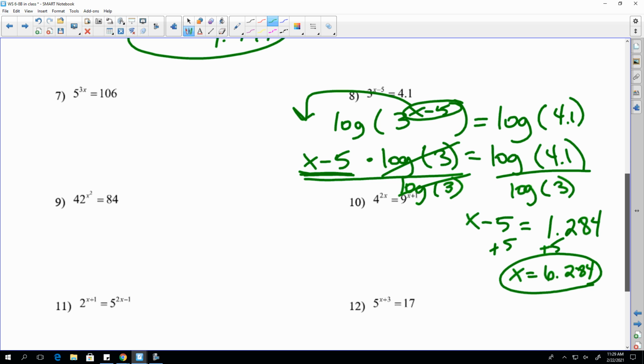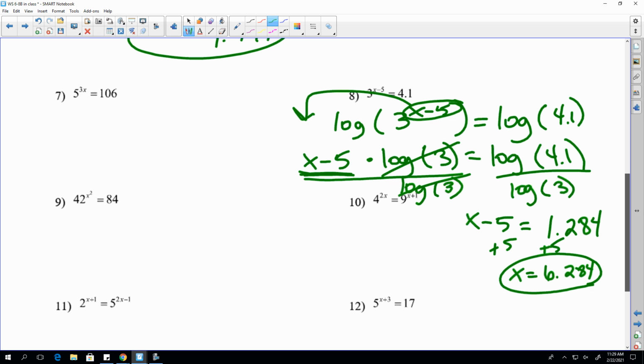So these just have a little bit of extra steps in them. Questions 7, 8, and 9. And even 9 has like an exponent inside of an exponent. That's still the same thing. We're going to put logs on both sides of our equation, move the whole entire exponent down to the front, do some division, and then we'll continue solving it. Okay, so 7, 8, 9 are all very similar.